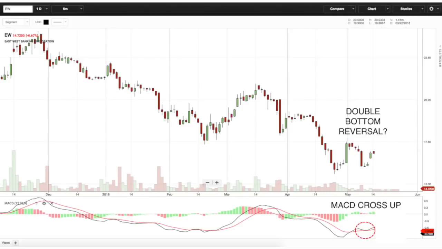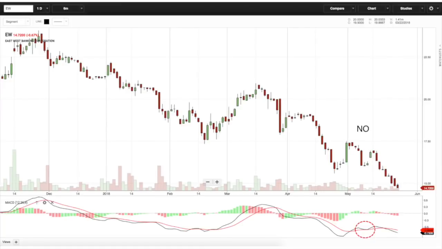You see that? Mas okay nang dumiretso siya pababa eh. Alam mo yung pinaasa ka pa. Di ba? Pinaasa ka pa. Tapos dumiretso pababa, di ba? So typically, I would only count the cross up as soon as it crosses up.